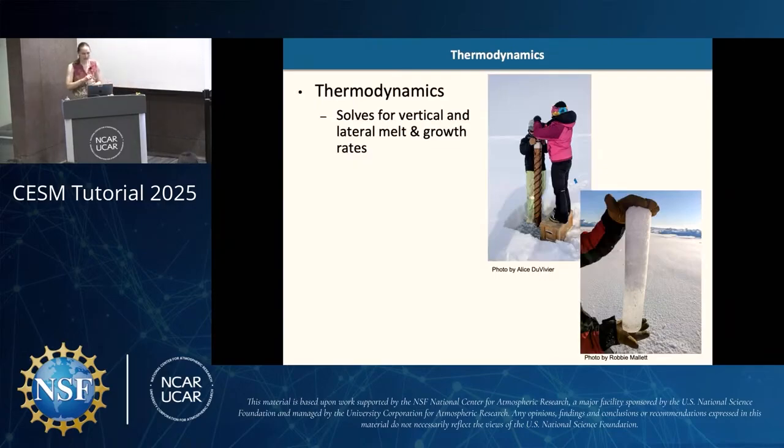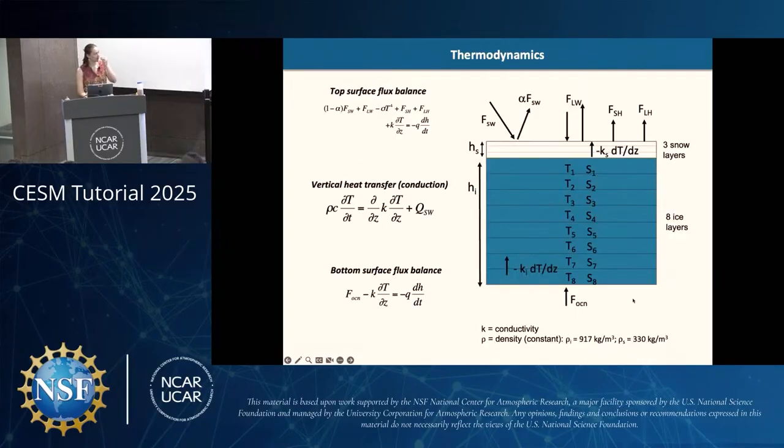All right, so the next part of the CICE code that I wanted to bring up is the thermodynamics. This is what I mentioned might be called Icepack if you've used the 1D part of the model. But it's basically the part of the model that solves for the vertical and lateral melt and growth rates. And this is a picture here of people taking an ice core, and this is what the core looks like. So you can imagine that the thermodynamics part of the code is looking at all these vertical, primarily vertical, flux balances and heat transfers.